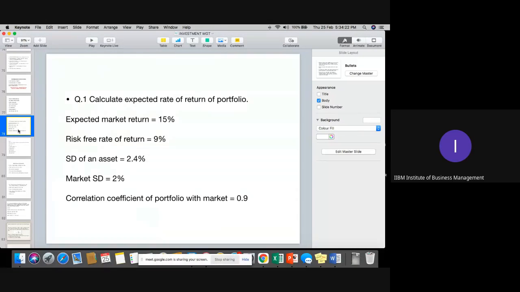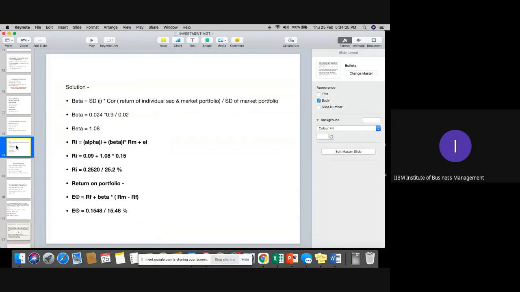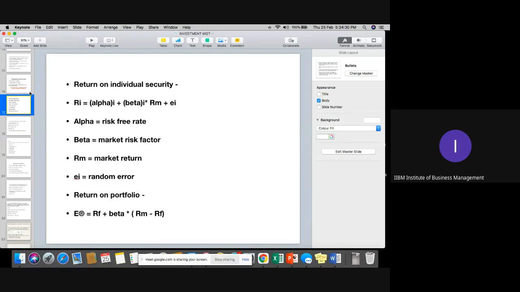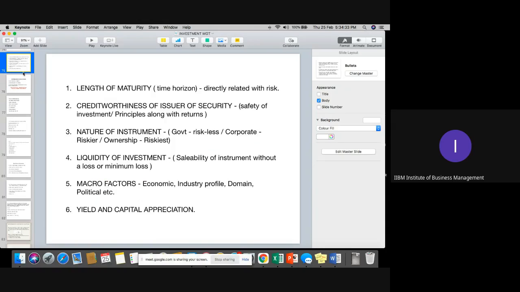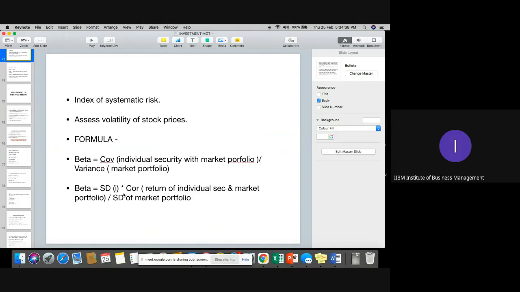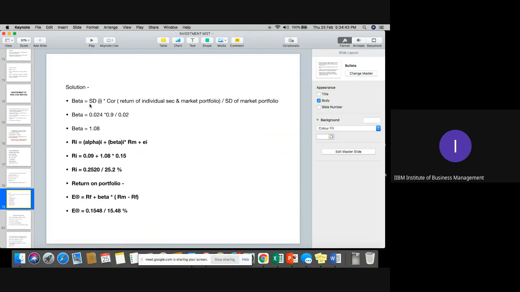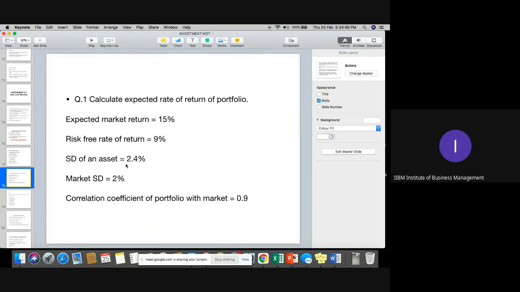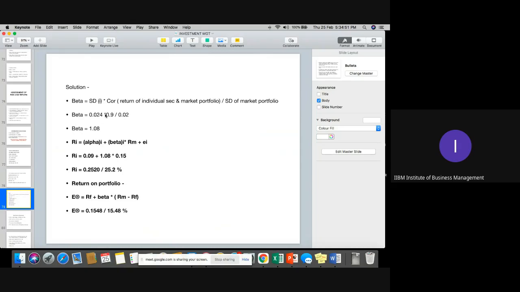Now you can see that it is a very simple question. First of all, we'll use this particular formula: beta equals standard deviation of the security into correlation divided by standard deviation of the market portfolio. The standard deviation of the individual security is given to you, which is 2.4%, that is 0.024, into correlation 0.9, divided by the standard deviation of the market portfolio, that is 2%, 0.02. You will get a beta value of 1.08.